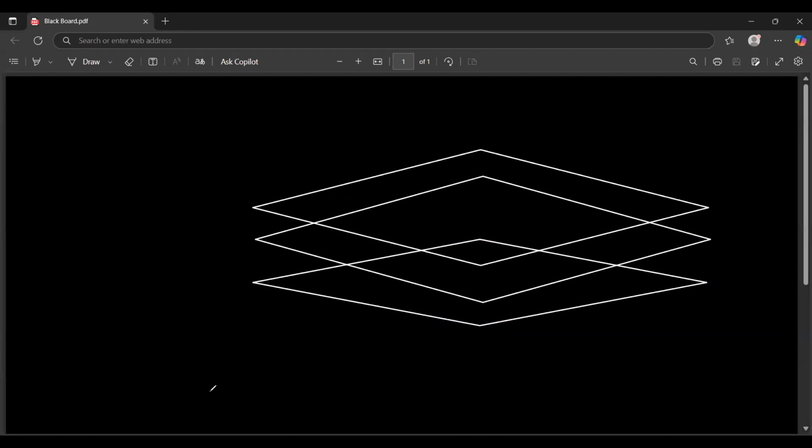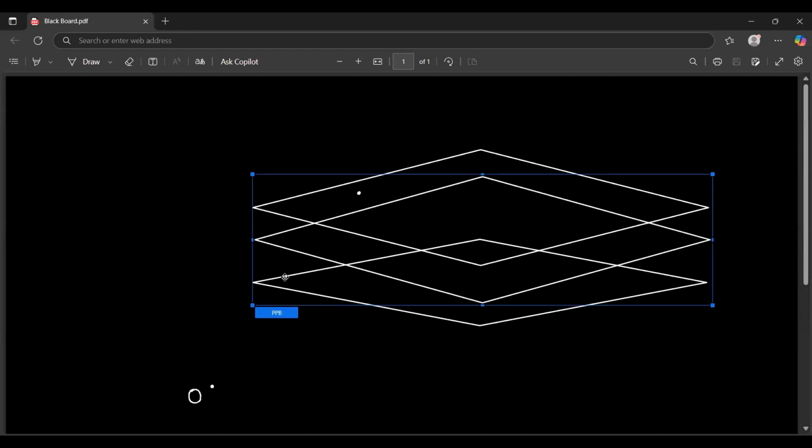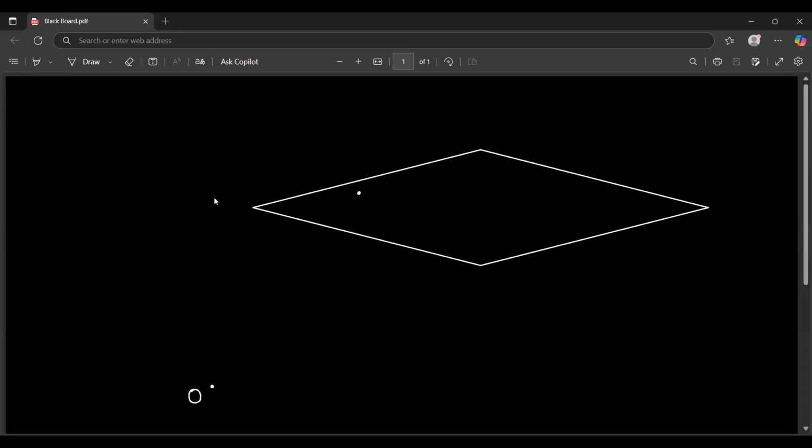If we have an origin here, what we need is a point on the plane. It can be any point. The point can be here. Let me delete this first. So it can be this point, or this point, or this point, or this point, or this point.